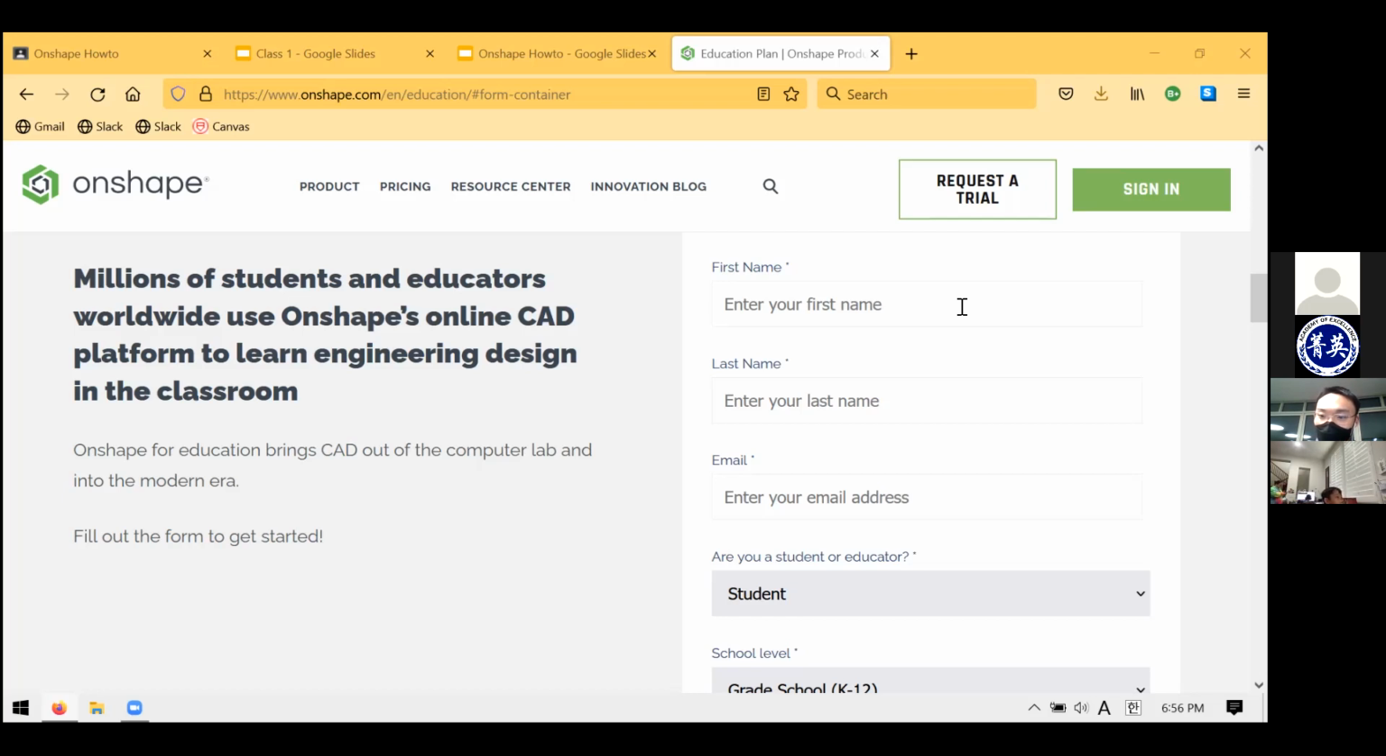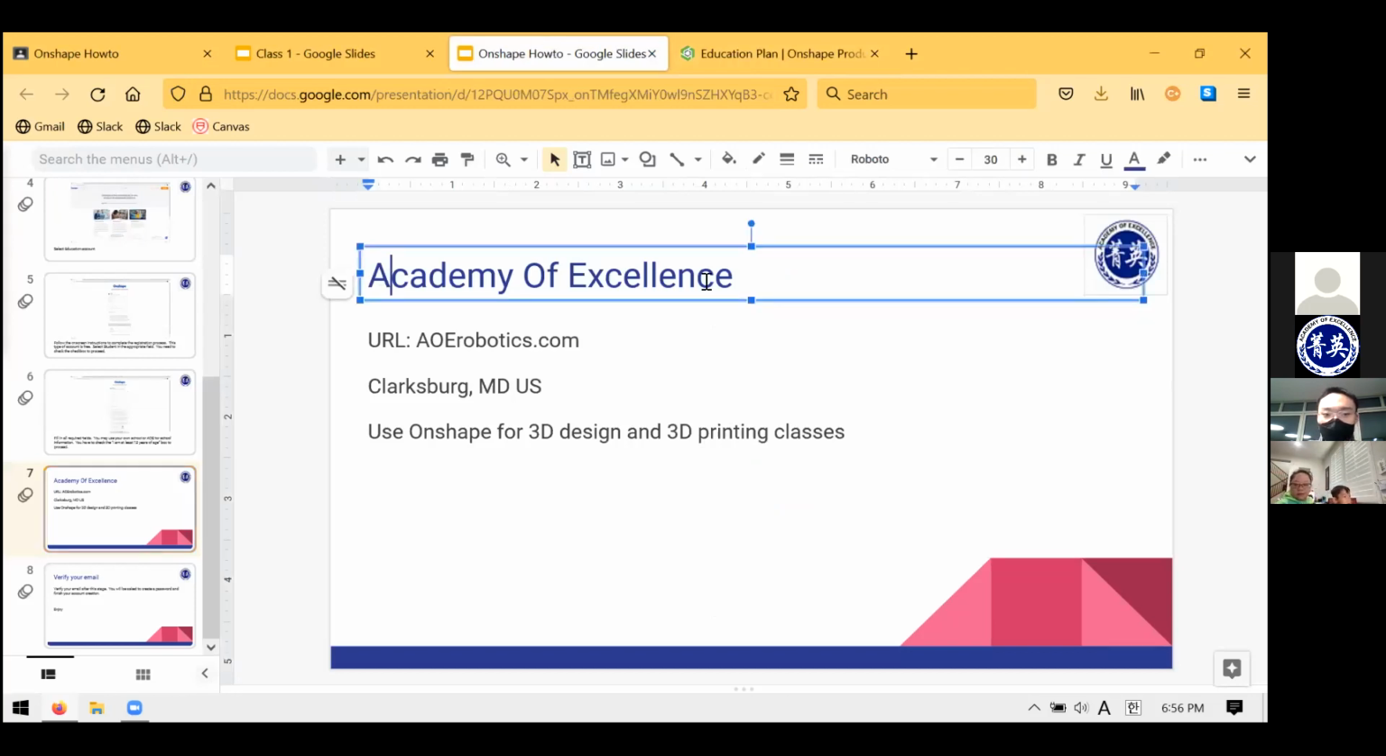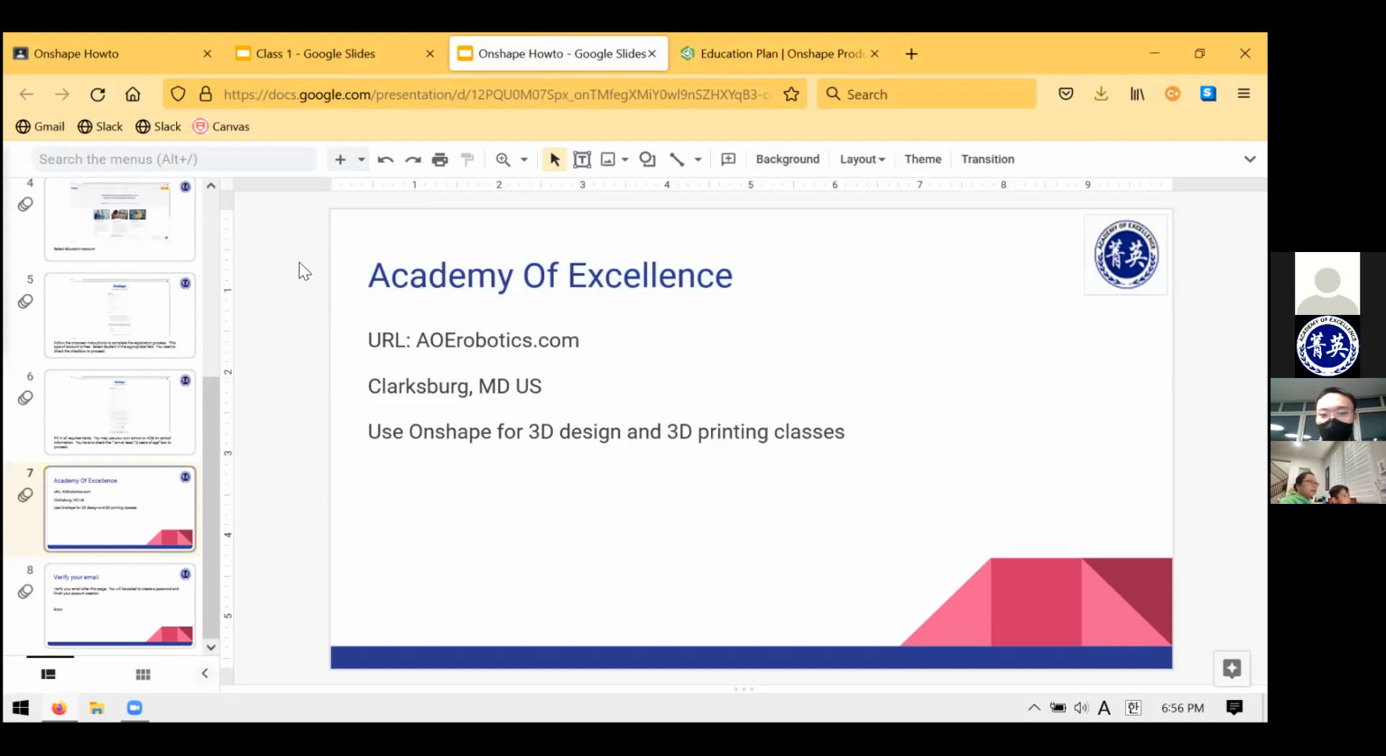Yeah, so the school name and the URL are the same? If you're using this information, like the school name, you can just call it AOE, or you're also welcome to use your own school if you prefer that. All right, 2 people.